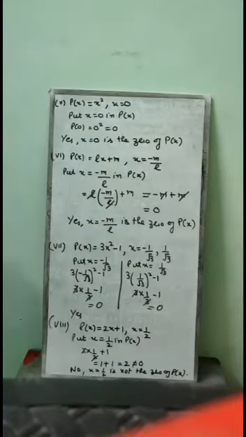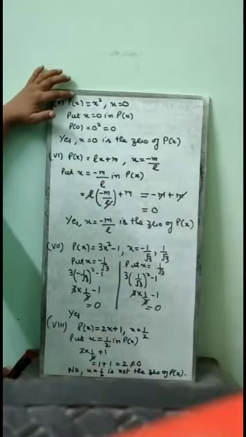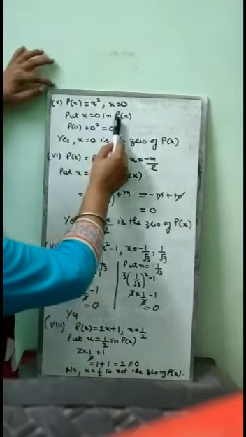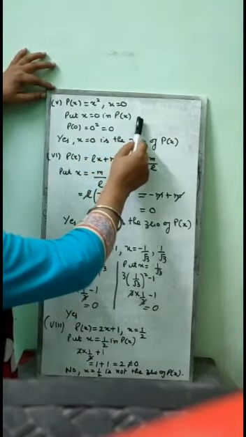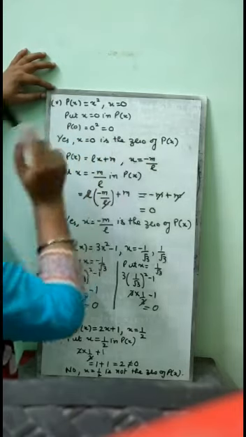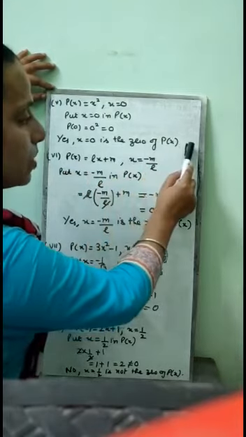Students, now we are going to discuss sum number 3, part 5. In the fifth part, P(x) is x square and the value given is 0. You will put x is equal to 0 in P(x). You will get P(0) is equal to 0 square. 0 square is equal to 0. We will write yes, x is equal to 0 is the 0 of P(x).